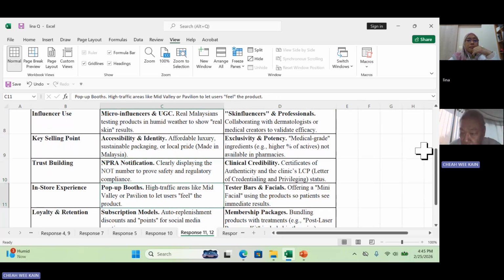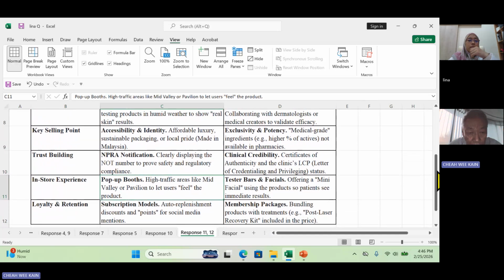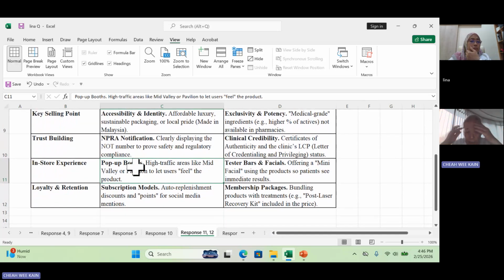In-store experience, pop-up booths. Now, pop-up booths at Mid Valley are sometimes quite expensive, and sometimes there's no space. If you want to go to a mega mall, most likely there's no space for you. Maybe a not-so-good mall, maybe Paradigm Mall, you can get a pop-up. Some of them come with a wooden shed already, so it's no big deal.